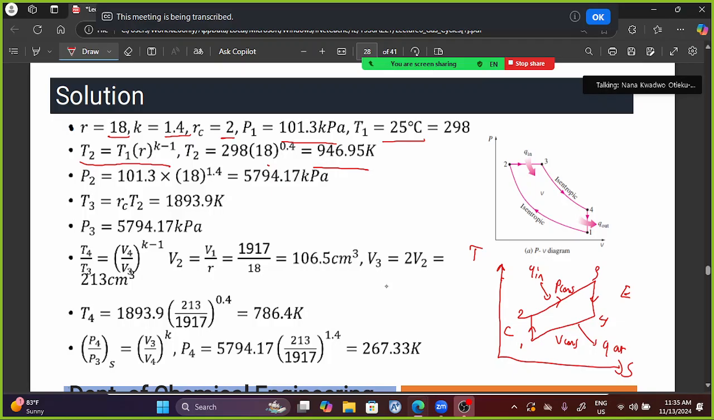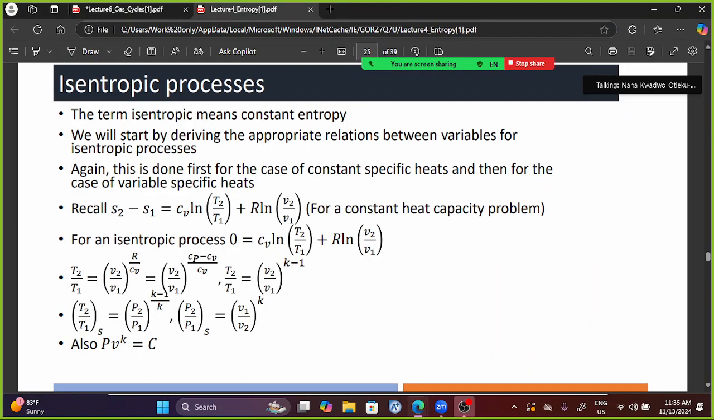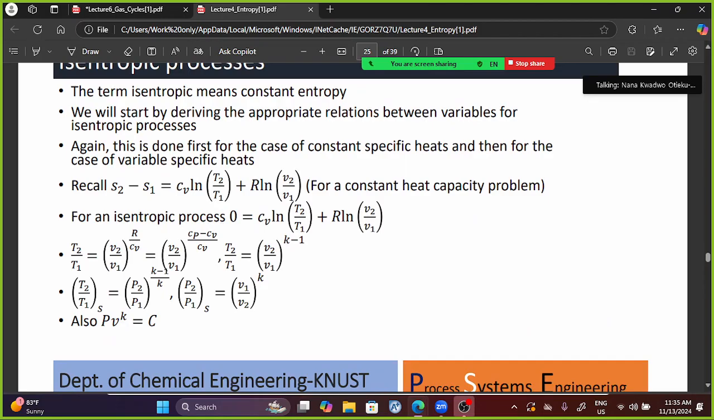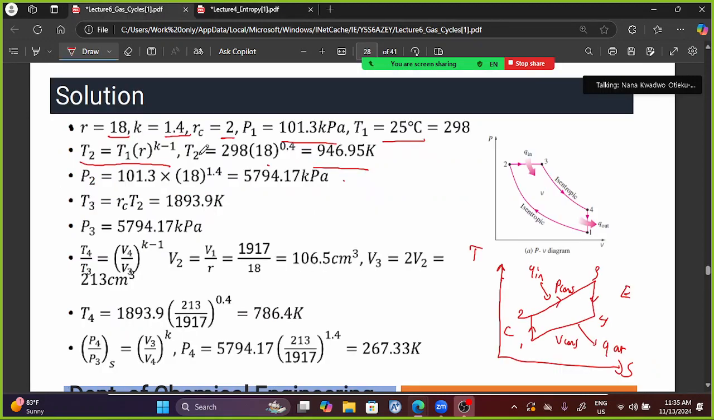And then we can also do the same thing with P, because the relations were for, I think I've opened that one here, right? So these relations here, we can also relate it to pressure as well. So we can do it with these relations as well. So if we do that, we can end up with these expressions, right? And then we can find the P2 as well.